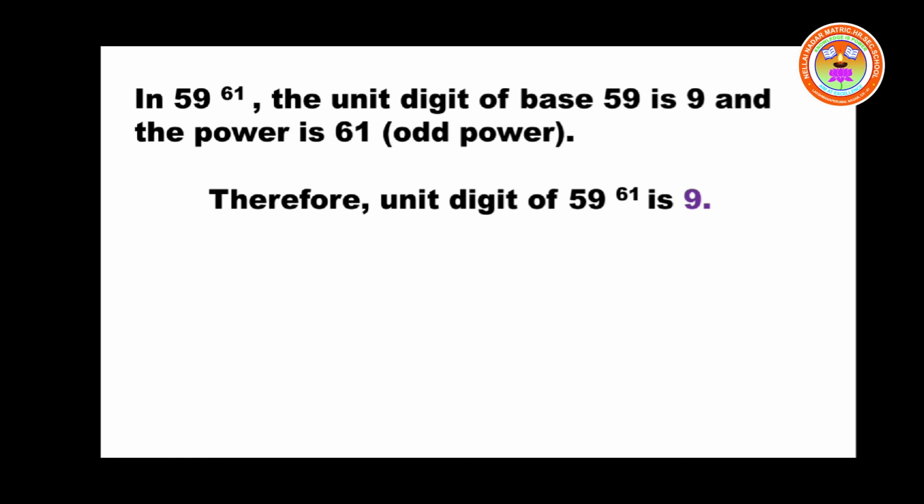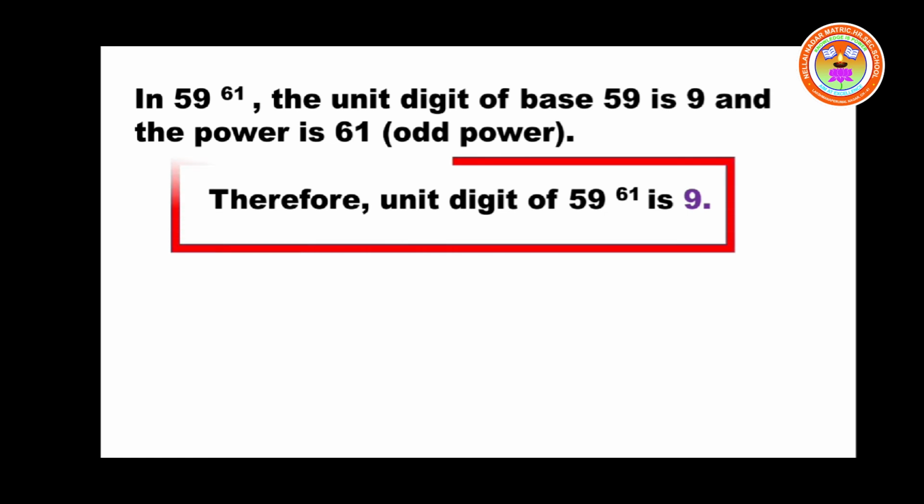Do you understand, children? Because it is an odd power. In case it is even, the unit digit will be 1, because 9 square means 9 nines are 81, so 1 will be in the unit digit. But here it is odd. For example, if you take 9 to the power of 1, 9 ones are 9 only. So since it is an odd power, the unit digit of 59 power 61 is 9.